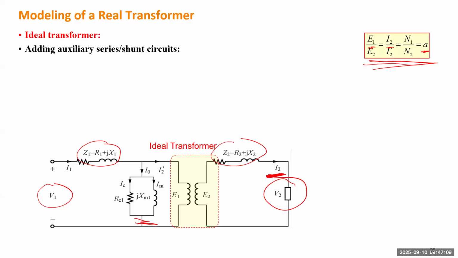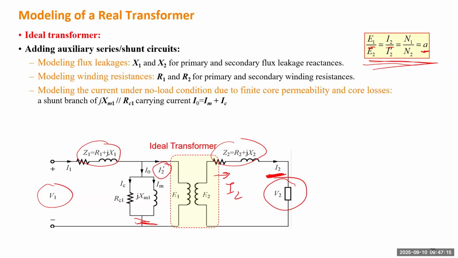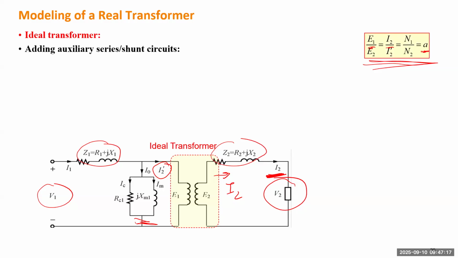On the secondary side, we have a current leaving the ideal transformer, which is I2. And the current going to the ideal transformer is I2 prime. Why do I use I2 prime? Because later we're going to get rid of this ideal transformer. We will move everything to one side. So let's go through the auxiliary circuits we added to this ideal transformer.